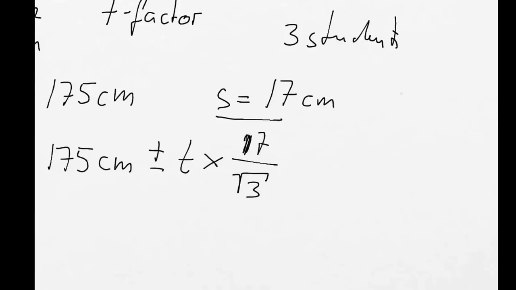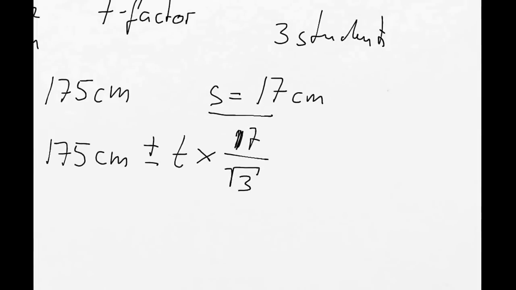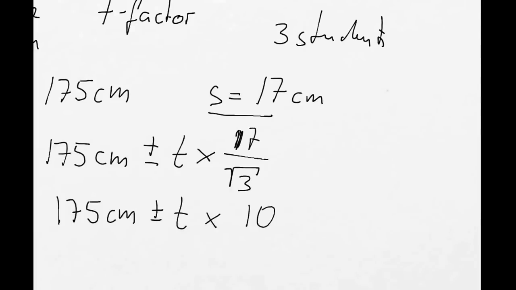What do you get for the standard error of the mean? 9.81. Yep. So that is 175 centimeters plus minus t times, shall we say 10? It's easier to do 10 centimeters. Yeah? So what we now need is this flaming T.